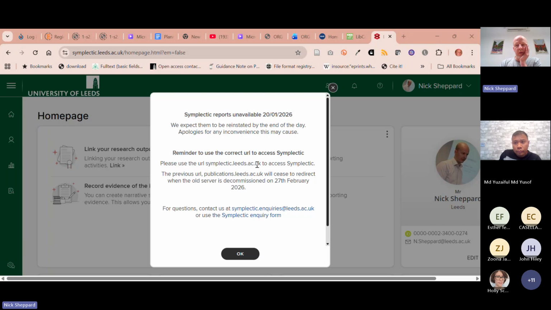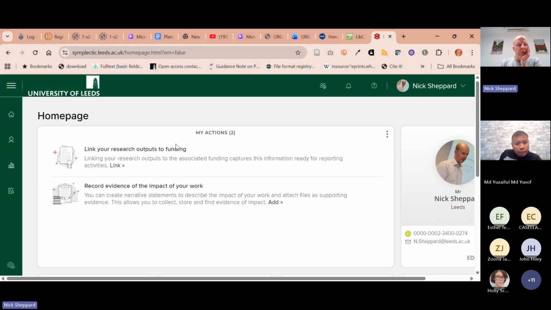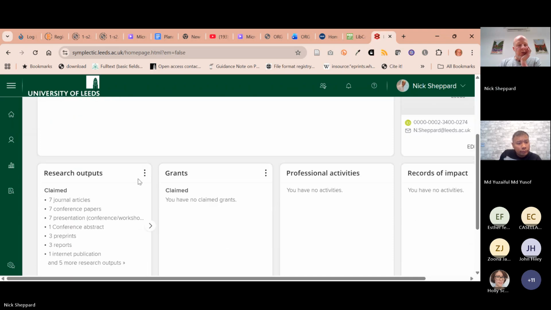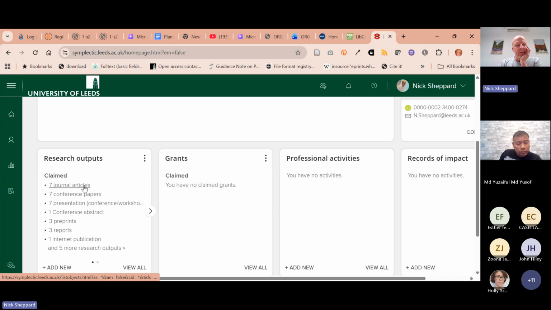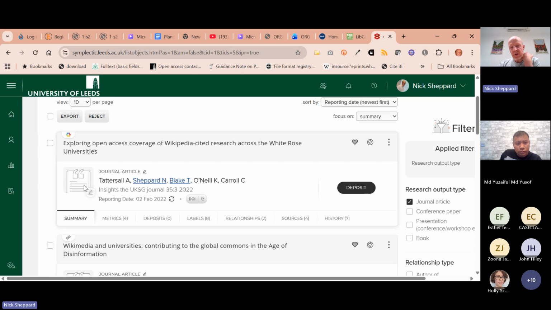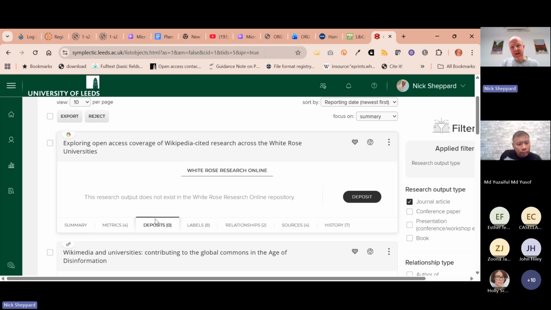Can you see Symplectic now on my screen? Yeah. So obviously these are my outputs here. Now, if I look, these are just what we call metadata records. So there's not necessarily a file associated with them. Now, this is the one I showed before. To make matters more complicated, I did show you a version in the White Rose repository, but I didn't deposit that. That was from Sheffield because it's a joint repository. So here you see there's no deposit there.